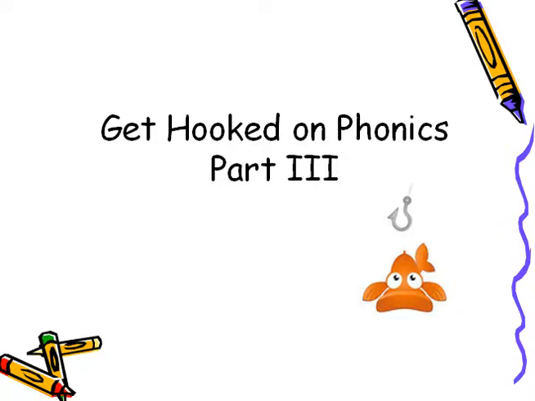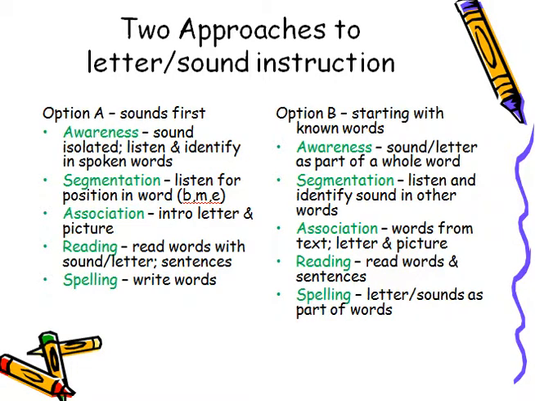In this part, we will be talking about some approaches to teaching phonics. So, how do we go about teaching letter-sound associations? As you can see, there are similarities with both approaches. They both start by developing an awareness of the target sound. They both involve some type of segmenting to isolate the sound. Both use some type of association with a picture or word to help anchor that sound and symbol together. And both use some type of reading and spelling activity.